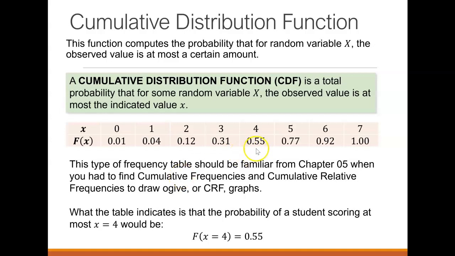What's the probability of getting exactly a 4? 0.55 minus 0.31, so about 14%. Is this feeling okay?